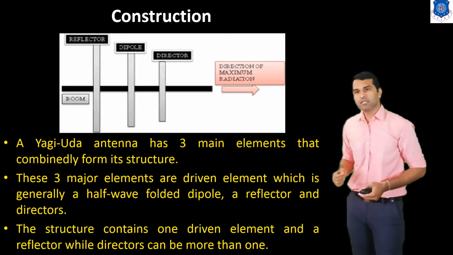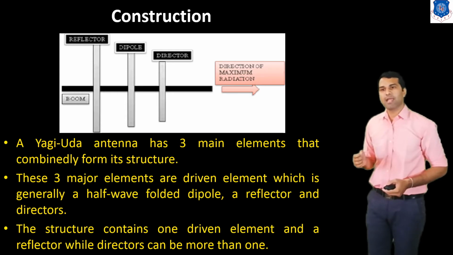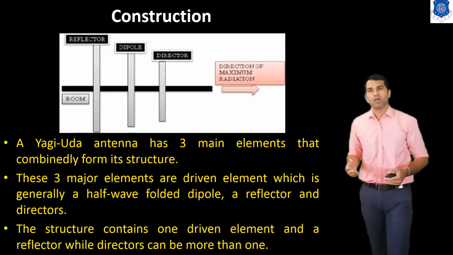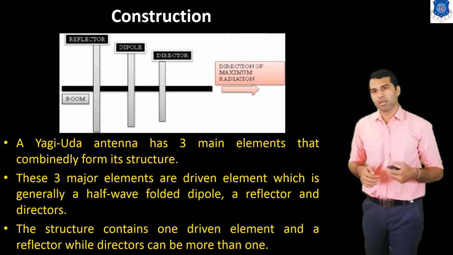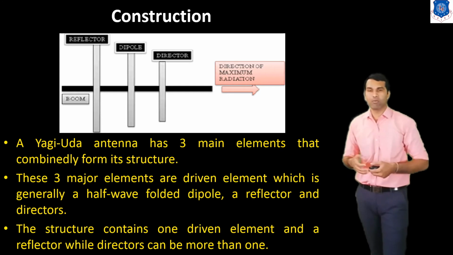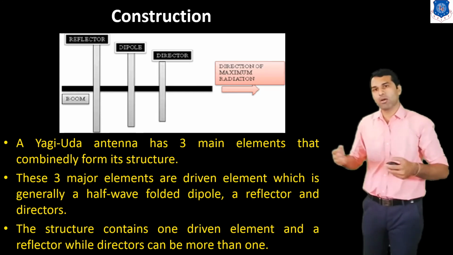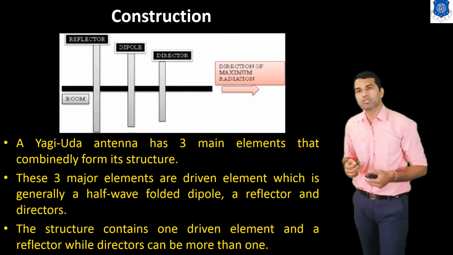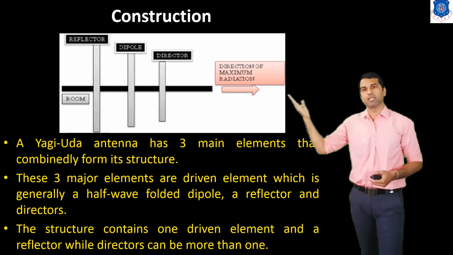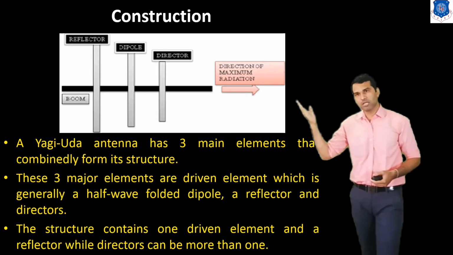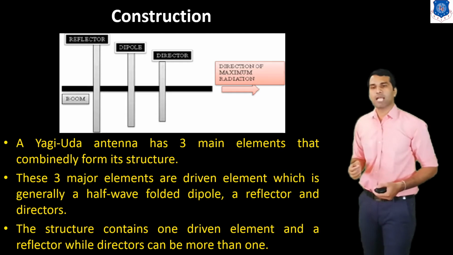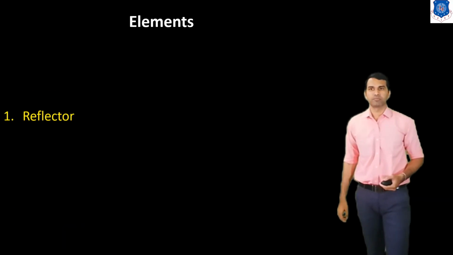The structure consists of one driver element and a reflector, while the director can be more than one. We can use the number of directors as per the application. If we want to increase the coverage area or increase the gain of the antenna, then we use more than one director in the Yagi-Uda antenna. Here this is a simple structure, where we have used only one director, the driver element and the reflector.